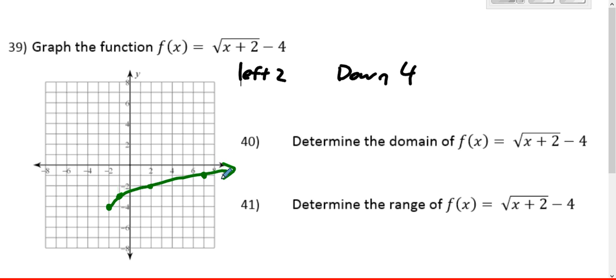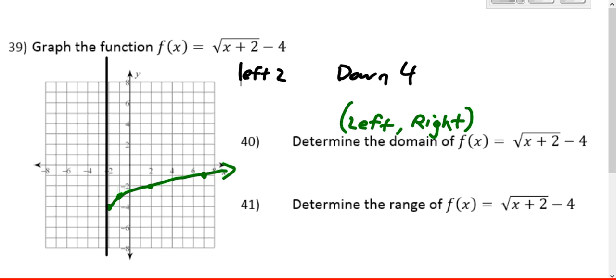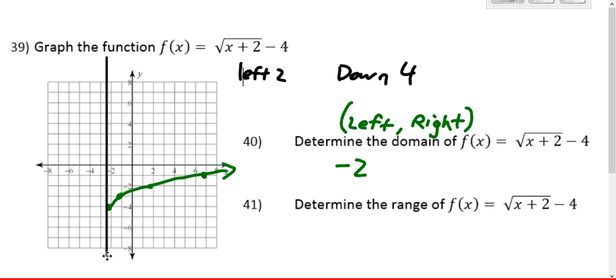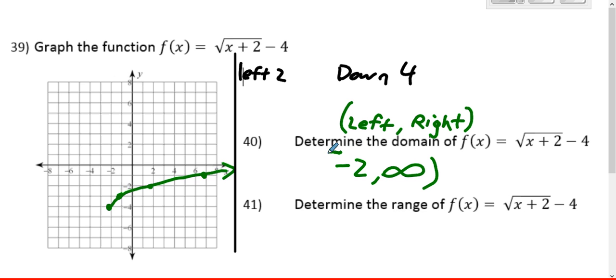So there's the graph. To determine the domain, you got to remember domain is left to right. It's your x values, left to right. And the furthest to the left is over here at negative 2. And then when you're going to the right, it goes forever because you got an arrow going to the right. So it goes to infinity. Numbers in this case always will get the square bracket because there's always the point right there.